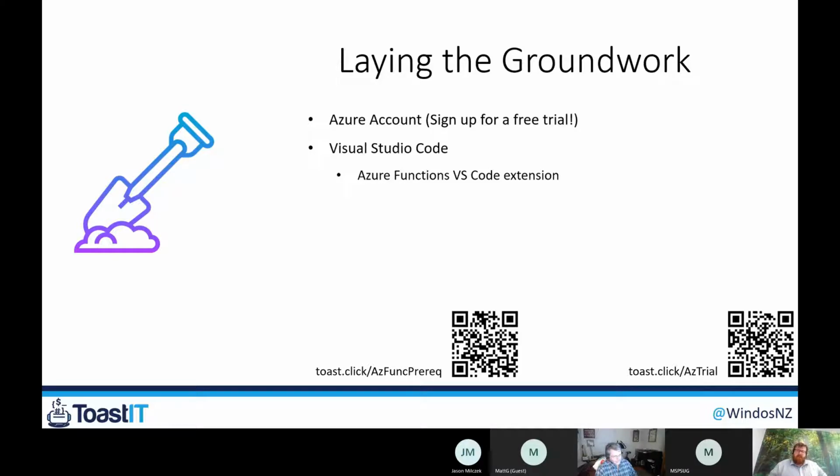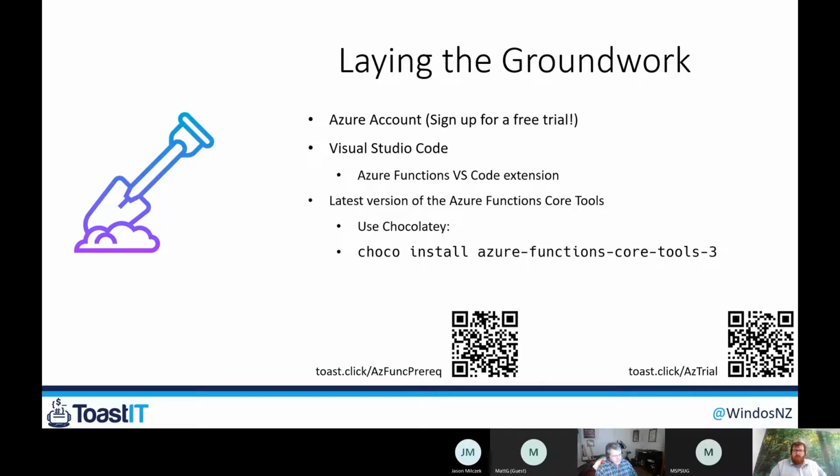We're going to be using Visual Studio Code, and within there we need the Azure Functions extension. We also need the latest version of the Azure Functions core tools. I use Chocolatey to get that installed and updated, and of course the command to run that is shown here. This -3 on the end is important. PowerShell was supported in version 2, but in order to use durable functions, you need version 3, and hence the -3, because they're separate packages on the Chocolatey repo.